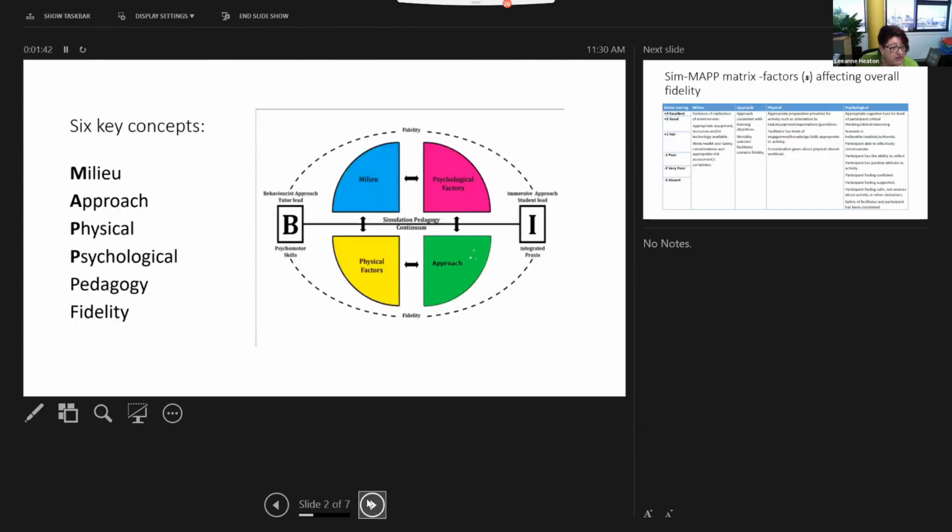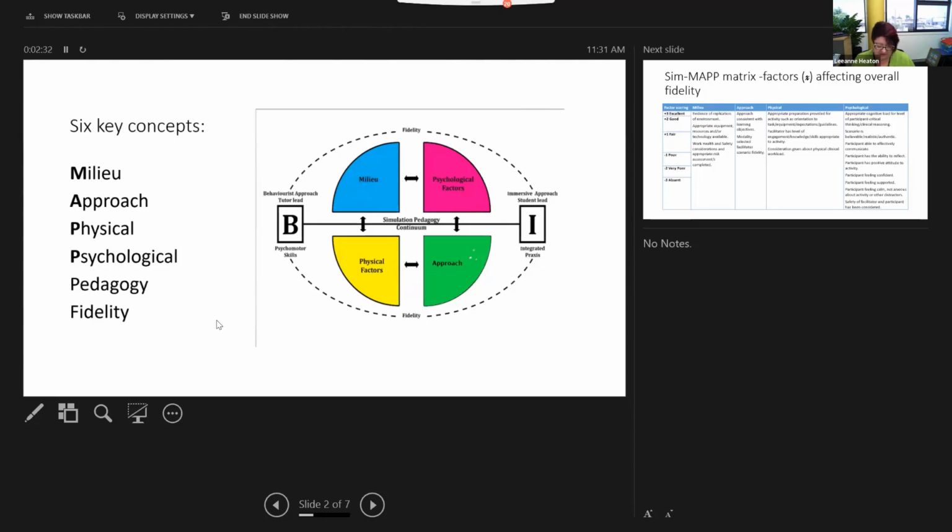So the 6 key concepts that came out of the interviews were about the milieu or the environment that the students or the participants are involved in and how that feels for them. It's also about the approach, and that means the type of modality that they might use. That might be whether it's a part-task trainer, a simulated patient, could be a human patient simulator, and the type of activity that they might be doing in simulation. So whether it's a one-on-one type of situation or it's a fully immersive situation where there's no educator involved in the actual situation. It's also about the physical.